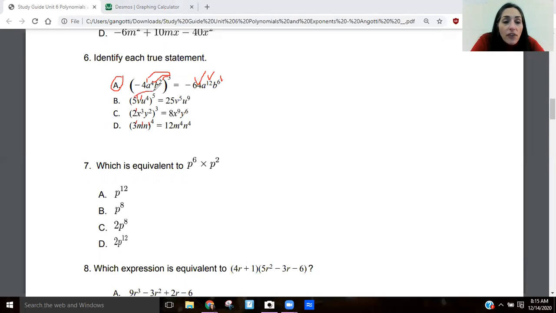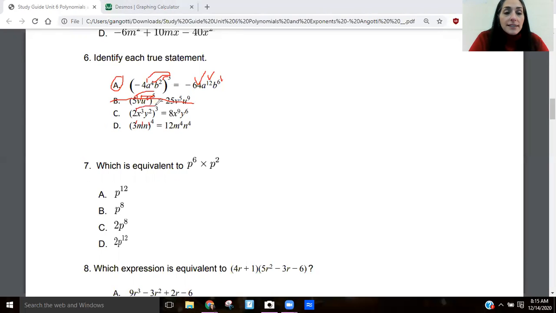So now we're going to go 5 to the 5th, B to the 5th, U to the 4 times 5. 4 times 5 is 20, definitely not 9. And 5 to the 5th power is a big, big number, not 25. So B, not the correct answer.